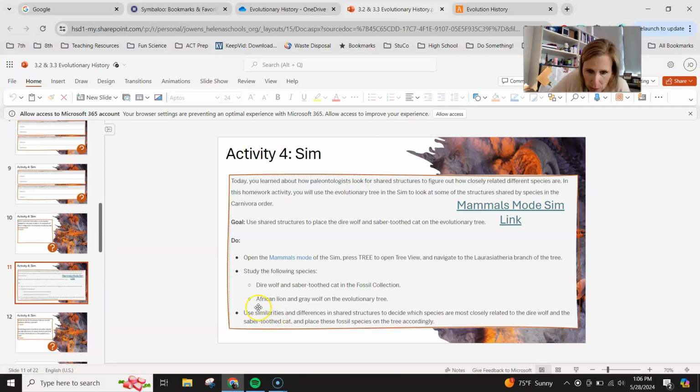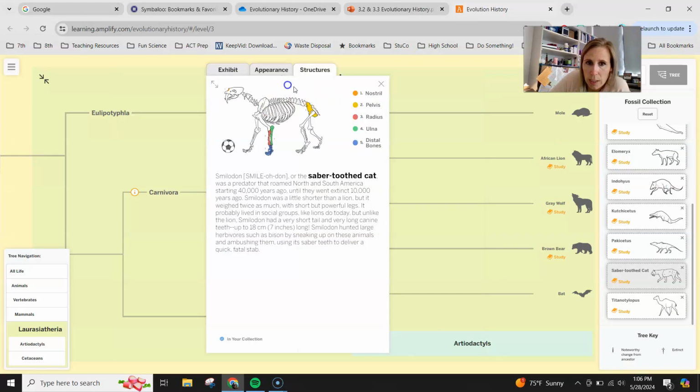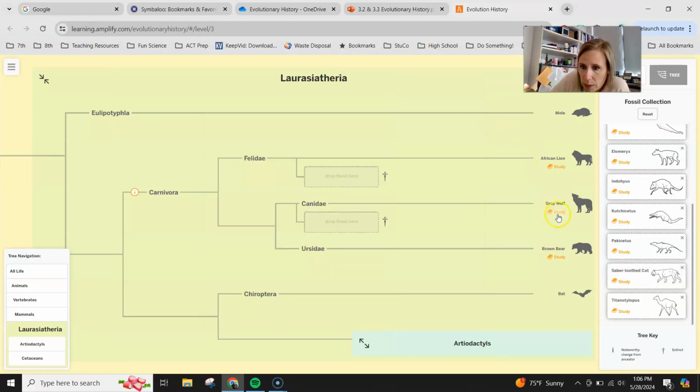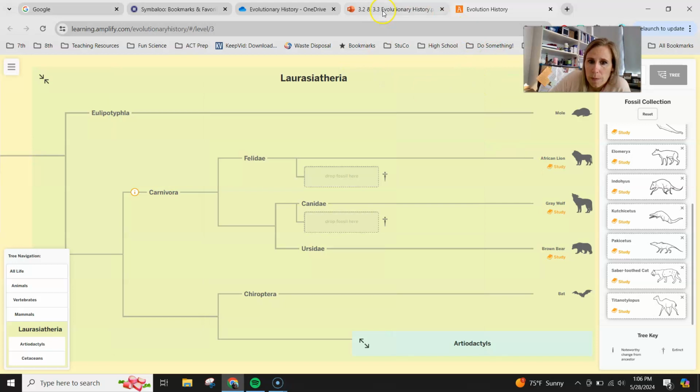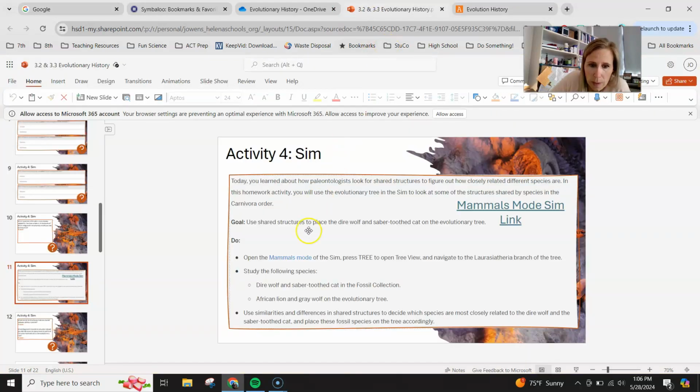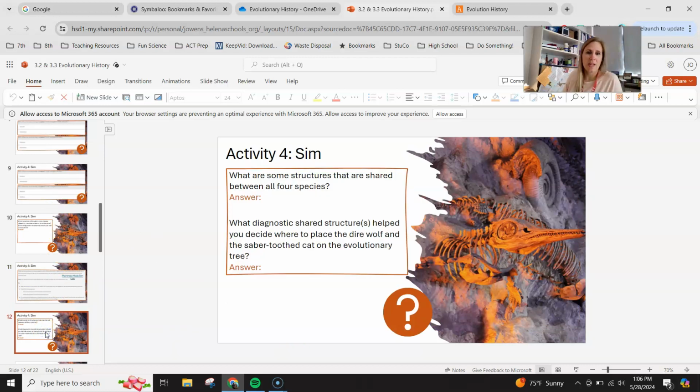Okay, and then you guys can also look at the African lion and the gray wolf. So if I look on the evolutionary tree, I can see the gray wolf is here, and I can see the African lion here. Okay, so I can look at both of those as well. And then I'm going to figure out where to place the saber-toothed cat and the dire wolf. Okay, and then use similarities and differences in shared structures to decide which species are most closely related to the dire wolf and the saber-toothed cat, and place these fossil species on the tree accordingly. And then answer these questions.